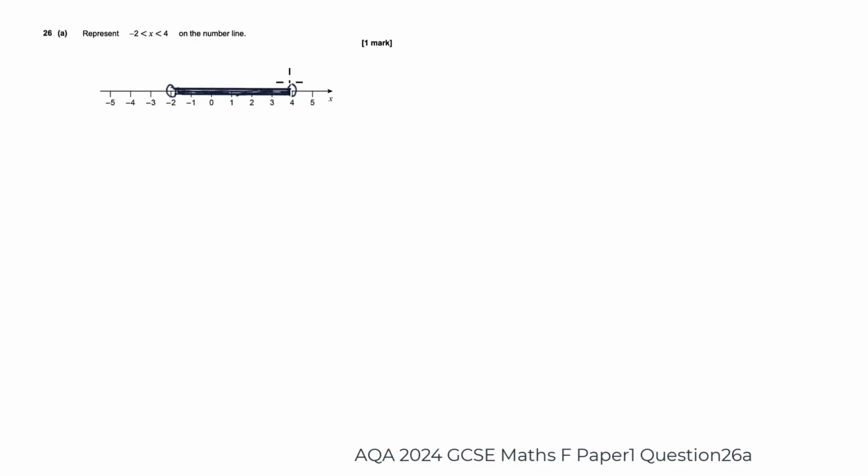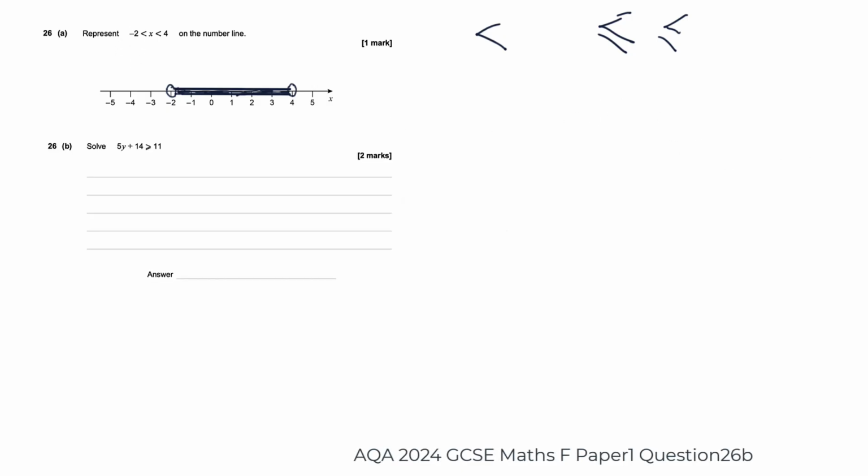We don't fill in the -2, we don't fill in the 4 because we don't want them. They're strictly less than. If that was a less than or equal to, we would fill that in. If that one was a less than or equal one, we would fill this in, because we would then be allowed the numbers to be equal to 4 or the numbers to be equal to -2. So there's part A. Let's have a look at part B.